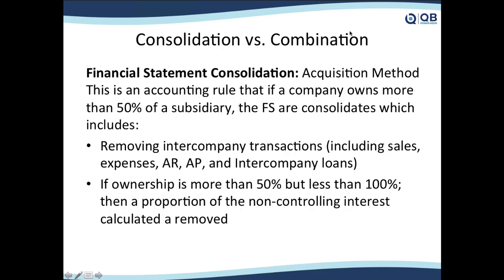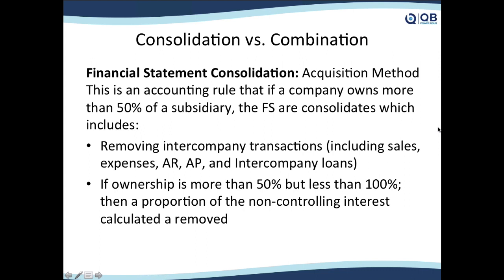Let me run through this real quick. For the CPAs and people with formal accounting training, this is going to take you back, not in a positive way, to accounting theory. So if you have two companies, and one owns the other, we have a parent and a subsidiary. And this subsidiary is owned more than 50%, 51% plus. That means the parent has a controlling interest, the majority of the shares.